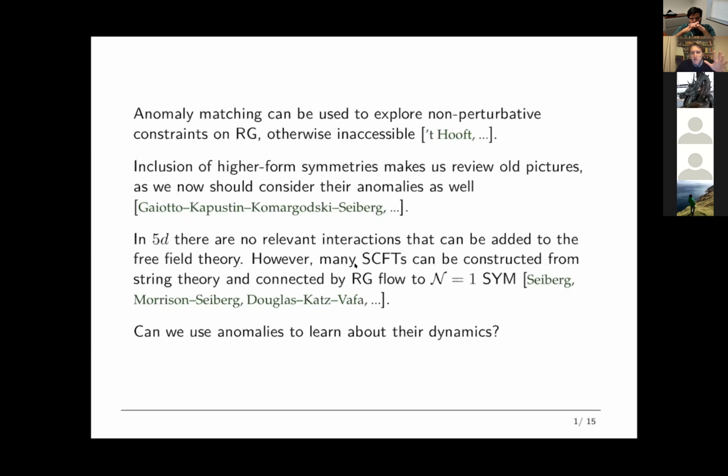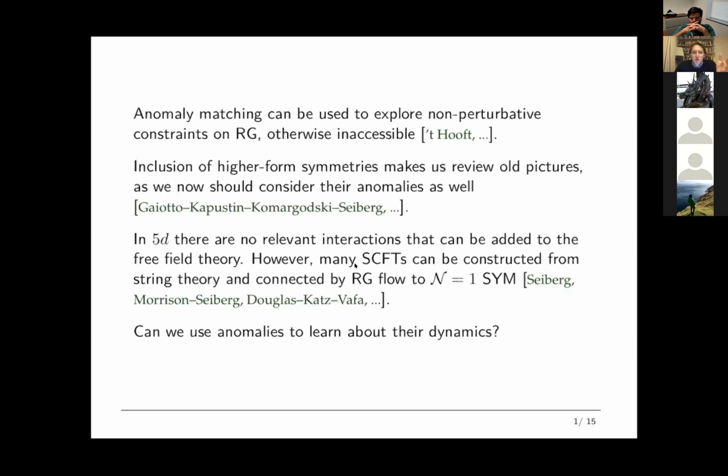Now, from perturbation theory, it would seem that those are trivial since there are no relevant interactions that you can add to the free fixed point. However, one of the great results of string theory in the 90s has been the construction of intrinsically strongly coupled superconformal local theories that can be deformed and are connected via RG flow to the standard description in terms of the N=1 super Yang-Mills theory, possibly with some matter.